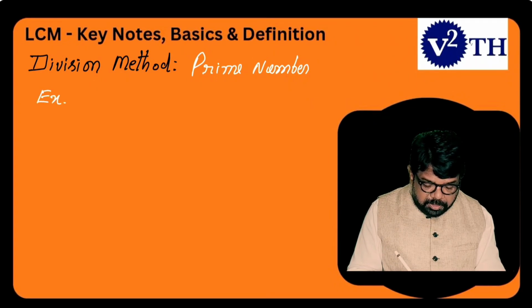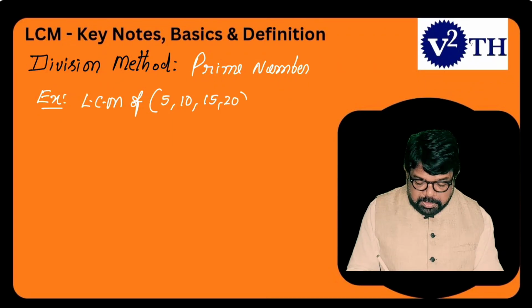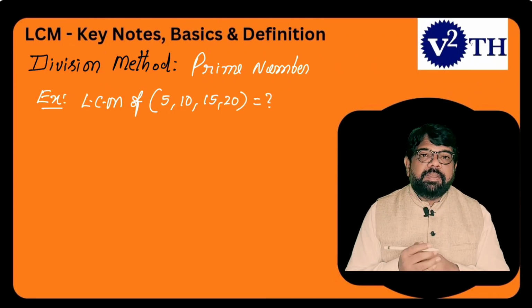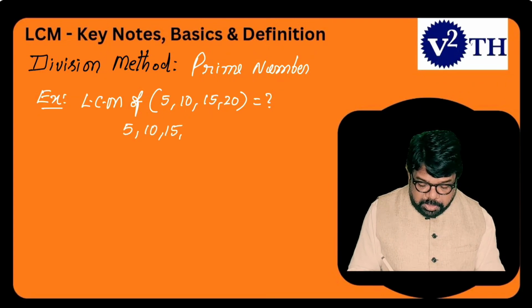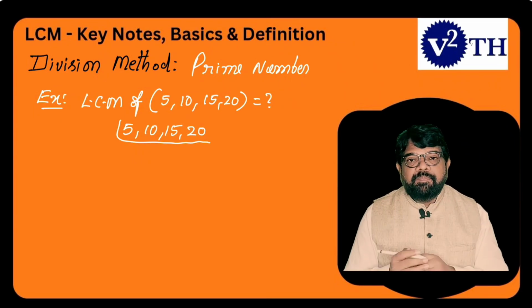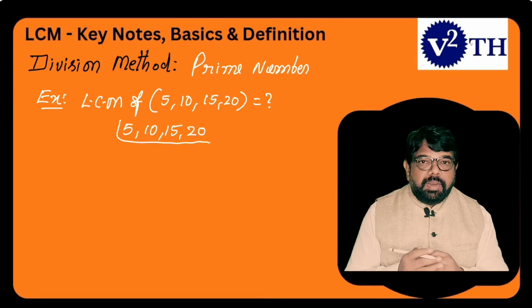What is the division method? Suppose we want the LCM of simple values, 5, 10, 15, 20. What is the LCM of 5, 10, 15 and 20? Take the numbers 5, 10, 15 and 20. Now divide these numbers with prime numbers only. But which prime number? One that divides at least 2 of the given numbers.